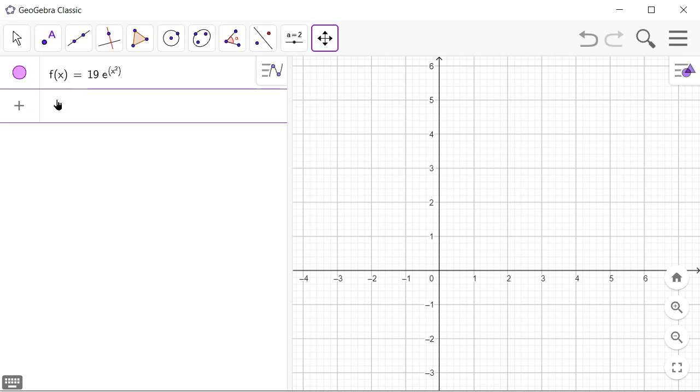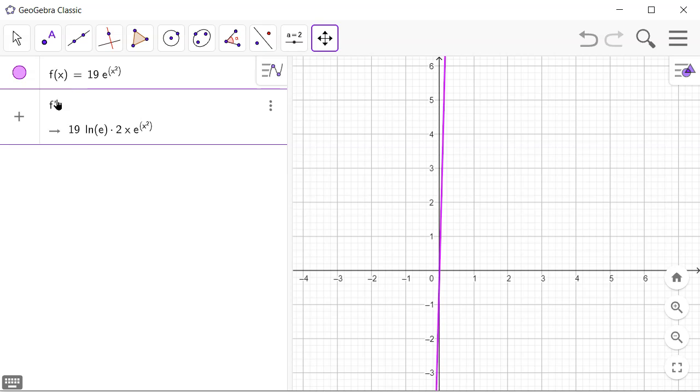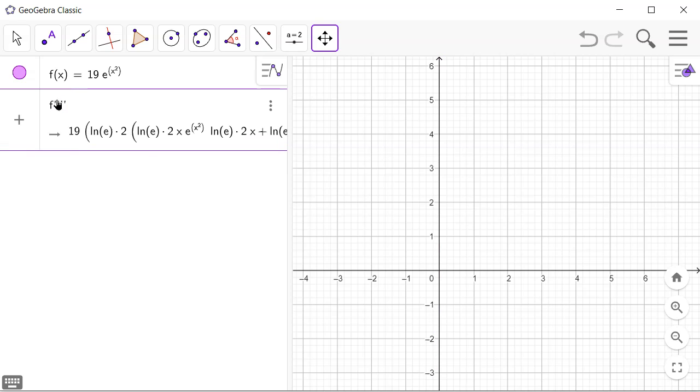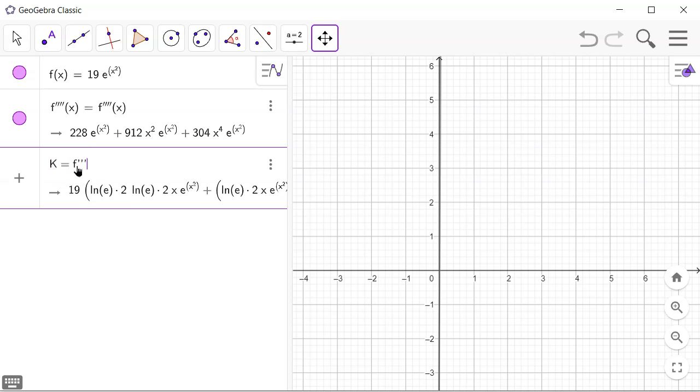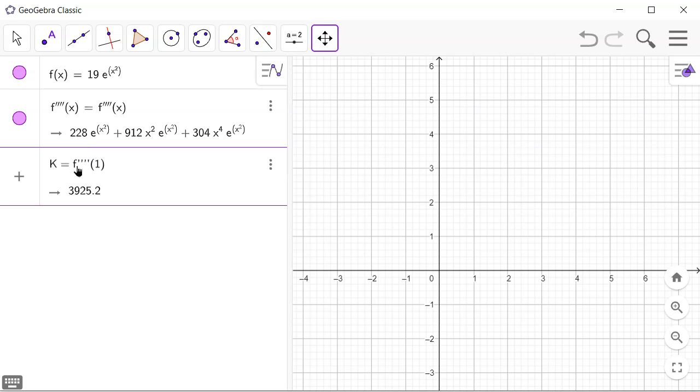If you look at it here, f1, 2, 3, the fourth derivative looks like this. It looks like everything is positive and it's increasing. The interval is going from 0 to 1, so the largest possible value is going to happen at x equals 1, because this keeps on increasing. So k is going to be the fourth derivative at 1. That's going to be the k value.